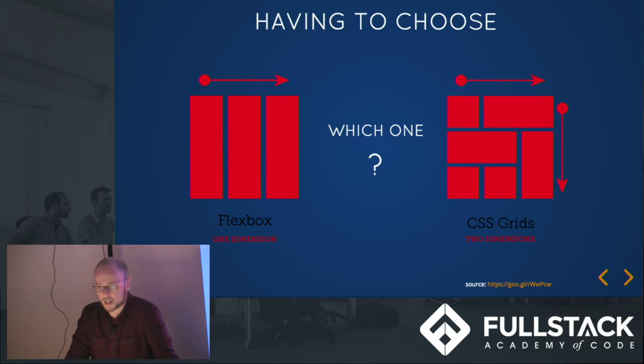CSS Grids are great for doing stuff in the big picture, like the entire layout. They can handle things that are asymmetrical, things that are kind of weird, things that are overlapping. If you just have a bunch of items that you want to look neat in a row or just want to line up, then you want to use Flexbox.